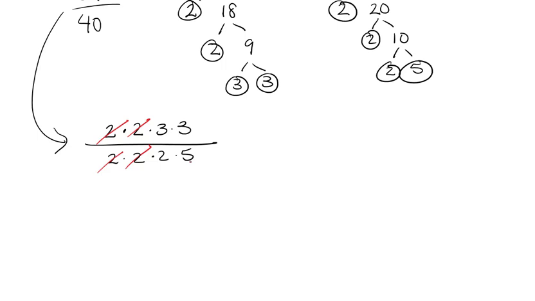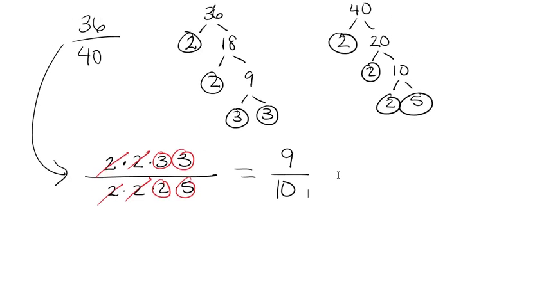We know it's reduced. So we would keep these, and then we would multiply it out. So 3 times 3 is 9. 2 times 5 is 10. So we would say 9 tenths is the same as 36 over 40, because we took out 2 2's on the top and the bottom.